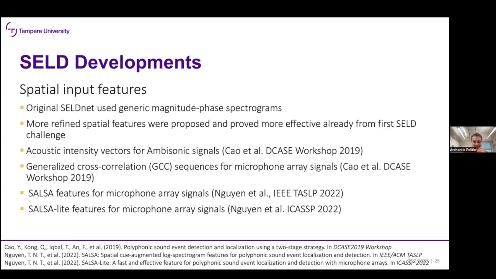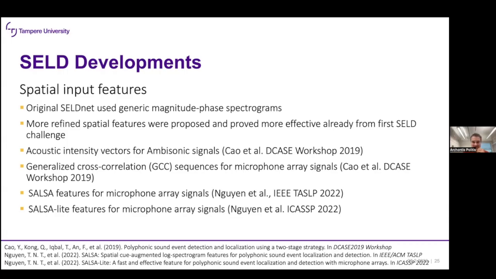So already in 2019, Cao was proposing to extract intensity vectors from the ambisonic signals, which is a very strong narrowband spatial feature, and add that to the inputs to the network, and also generalized cross-correlation sequences for the microphone array format, which is another kind of very classic spatial feature.